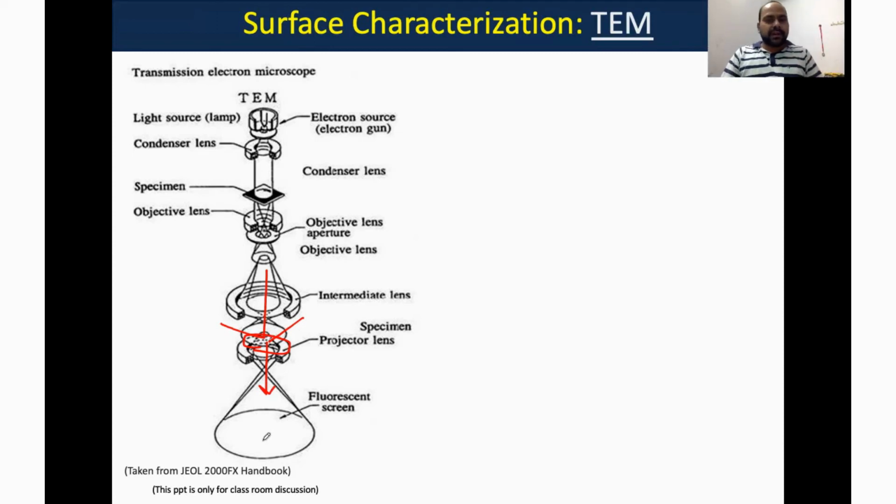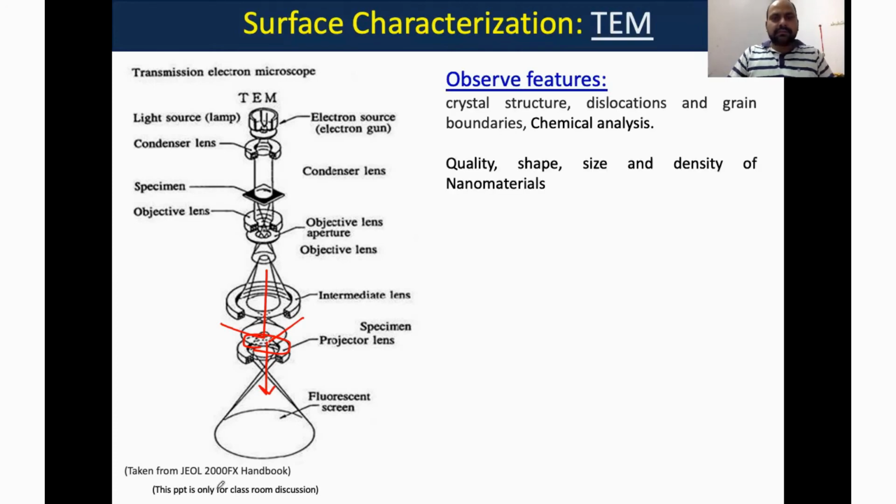So that is the shadow here. Same, what information can we get here? Crystal structure, very good information we can get by TEM, which is not even possible by SEM and optical microscope. Dislocations and defects, grain boundaries, chemical analysis. If we have some nanomaterials, then we can easily get the quality, the shape, size, and the density of the nanomaterials.